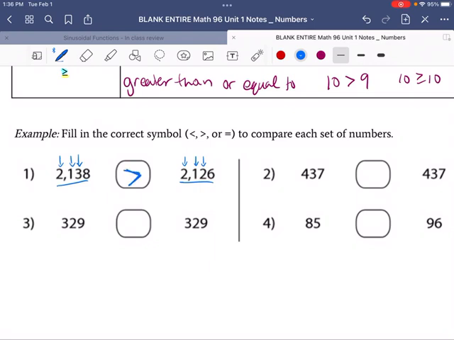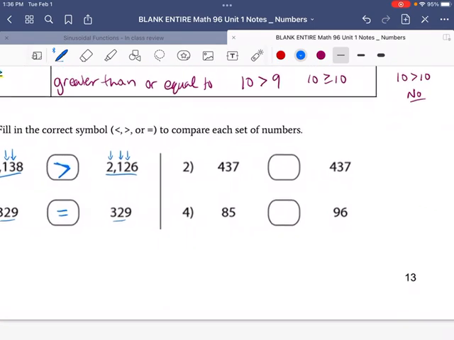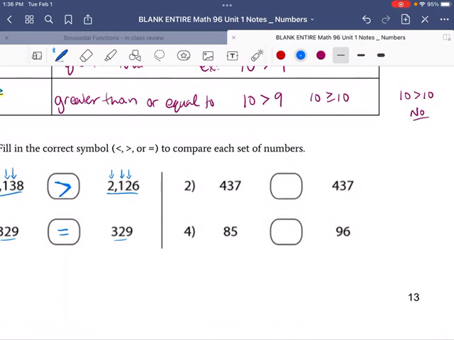All right, same number of digits, 329, 329. These must be equal to. 437 and 437, these are also equal to. Okay, same number of digits, 2. Check the first one, 8 versus 9. Well, this one's greater, so we're going to open this up that way.